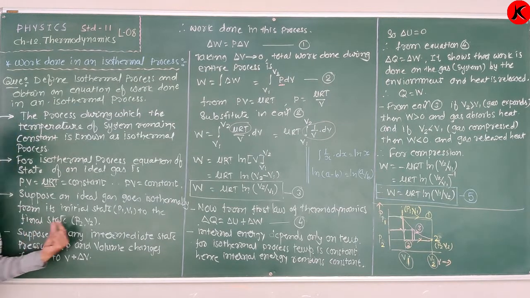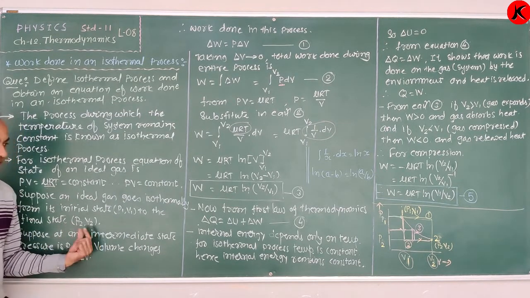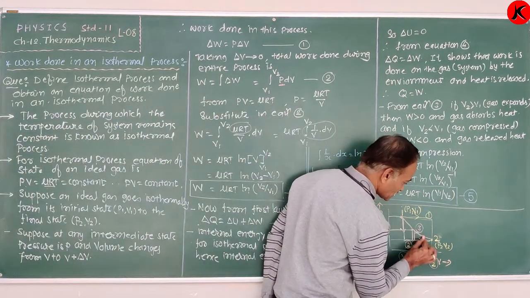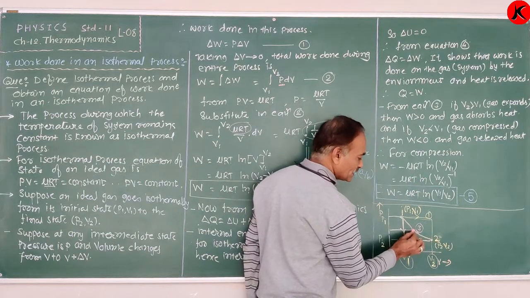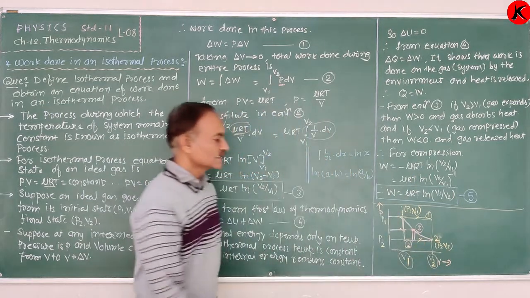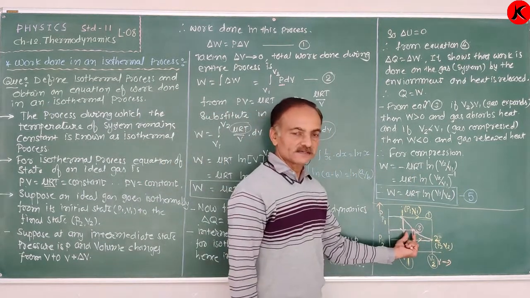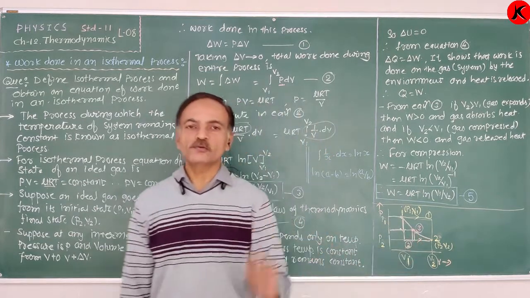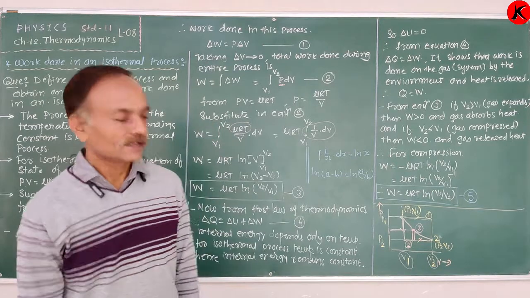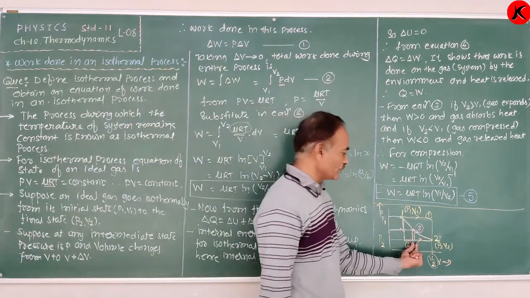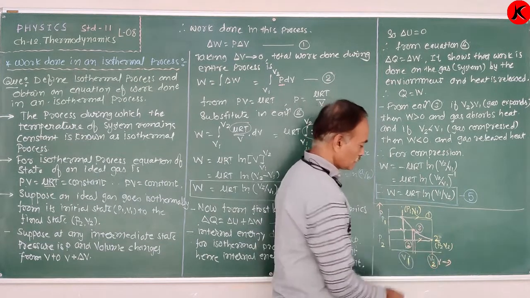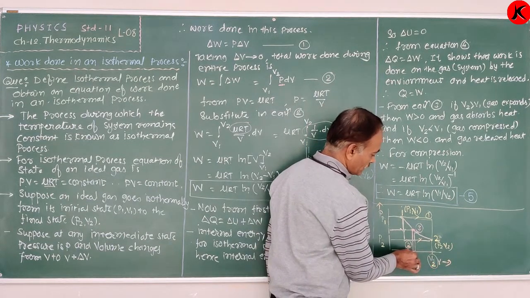Now, suppose at any intermediate state, when the gas isothermally expands from state 1 to state 2, the pressure is P and the volume changes from V to V plus delta V. That is the delta V.